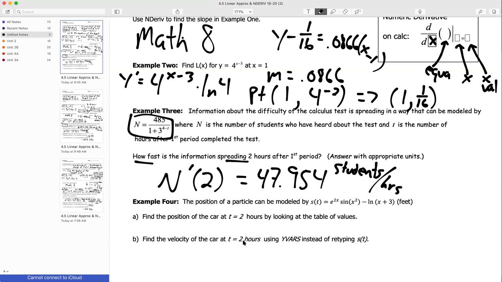So let me go back and write those down. Okay, so find the position of the car, looking at the table of values, this was negative 42.93. And then when I took the derivative using my calculator, this gave me negative 225.590.